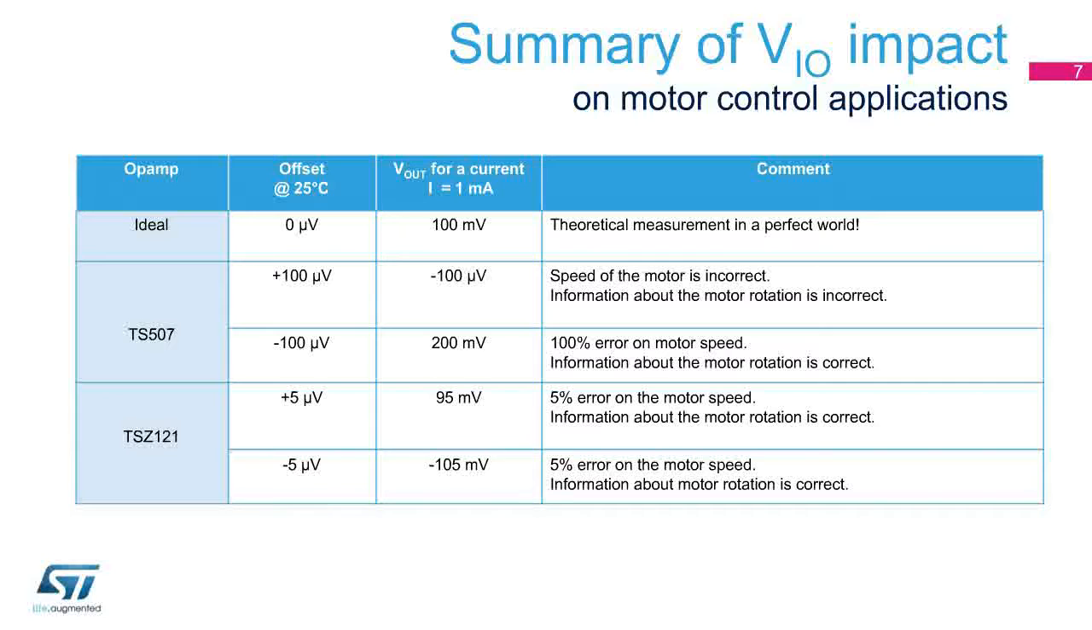Unfortunately, we cannot predict the polarity of the VIO from one part to another. So when we make a design, it is important to take into consideration the fact that the VIO might be positive or negative. However, by using the TSZ121 op-amp, which is a precision amplifier with an extremely low VIO, the impact on the output result will be limited. The fact that the VIO can be positive or negative will not impact the expected results.